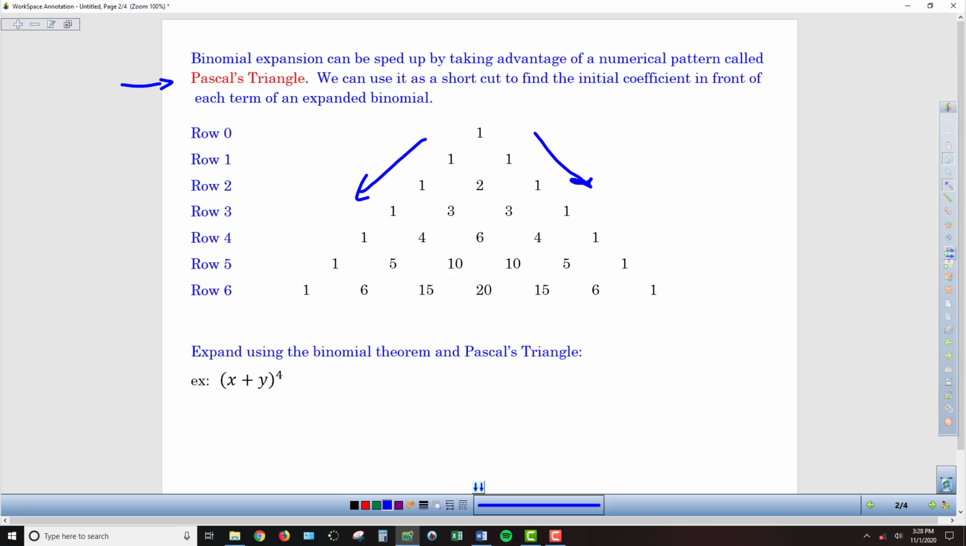And the pattern is, if you take the two numbers above a number and add them, you get the number below. So for example, 1 plus 1 adds up to 2. 1 plus 2 makes 3. 6 plus 4 makes 10. 10 plus 10 here makes 20. So we could continue, we could expand this.